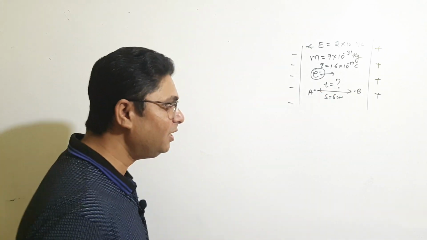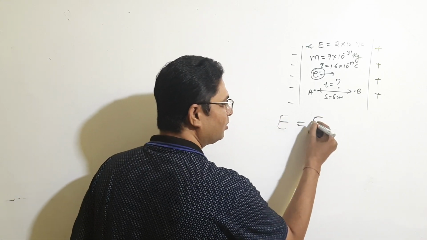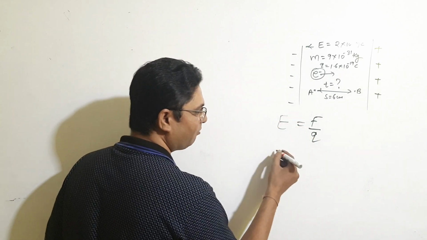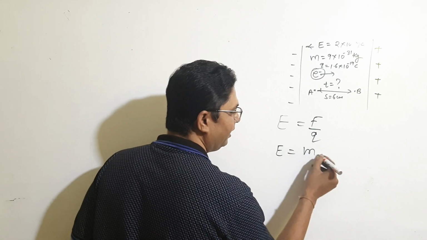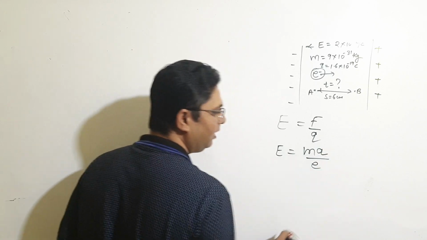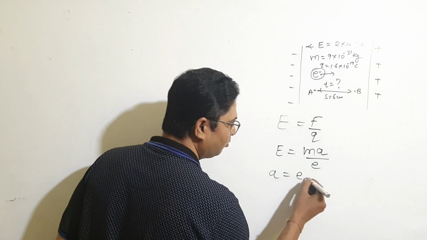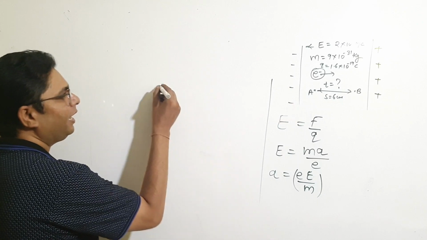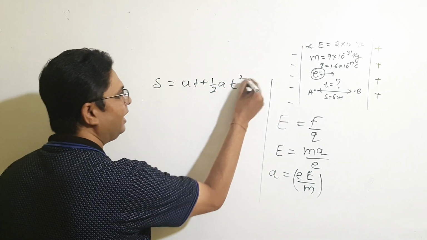Let us solve the question. For solving this question, we have the formula electric field E equals force per unit charge. So electric field E is equal to force, which is ma here, and charge is e here because there is one charge. So you have a equals eE upon m. You know the formula, s equals ut plus half at square.